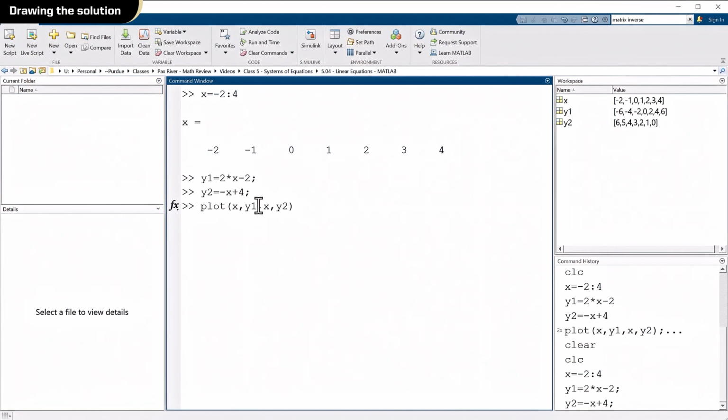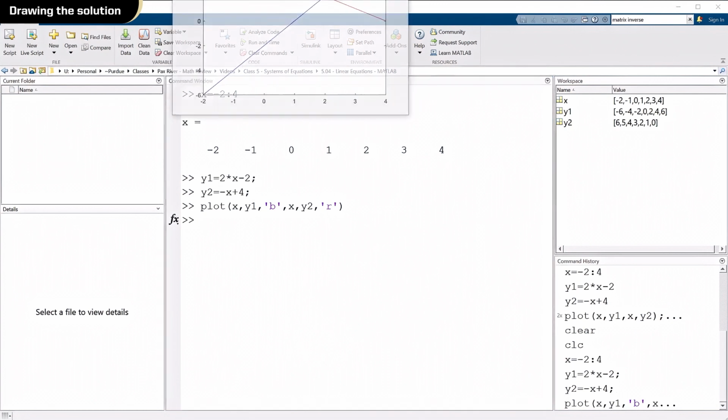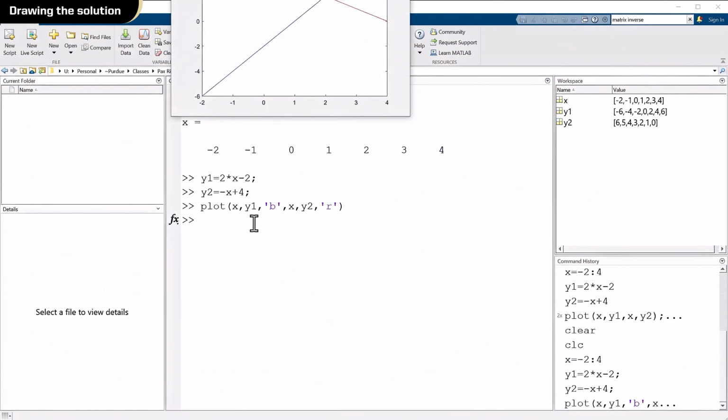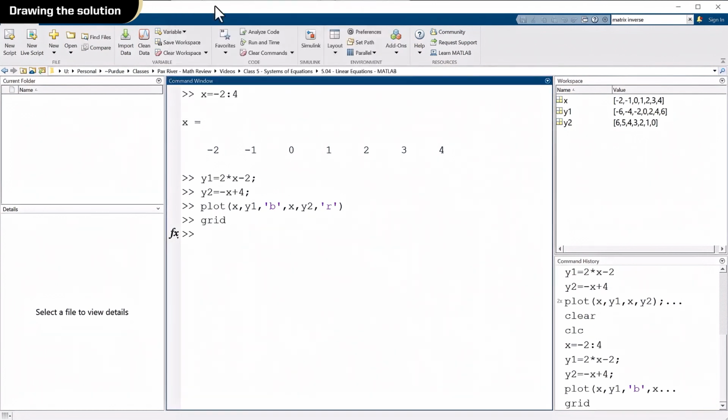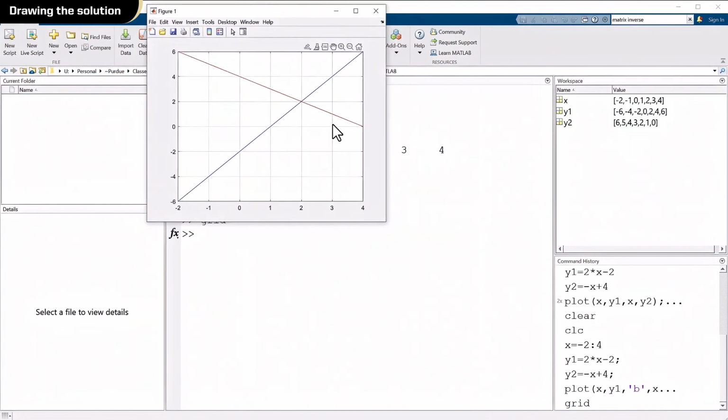There. Now, if I want to spice it up a little bit and change the colors, I can make the first one blue. That's what the B means. You know what, if I make the second one red. There we go, and I can make them dotted line, dashed lines. I can do all kinds of stuff here. Hit return. Grid would be good. There we go, and I'll bring this down where you can see it.